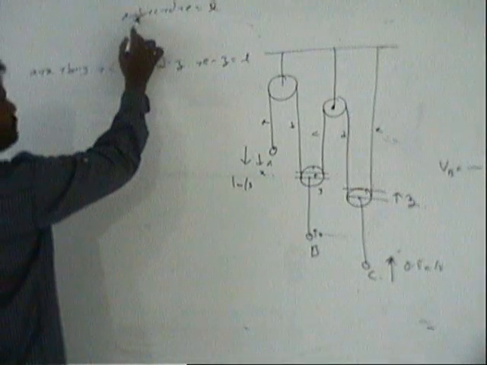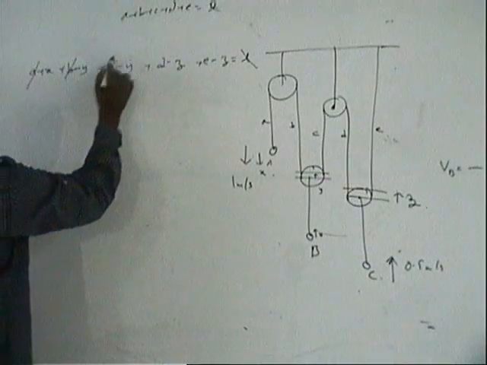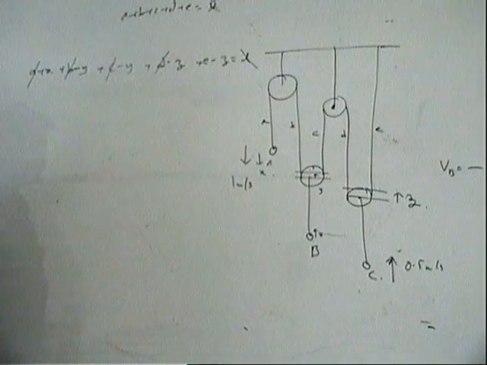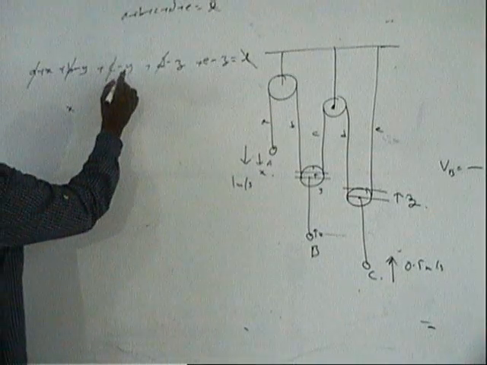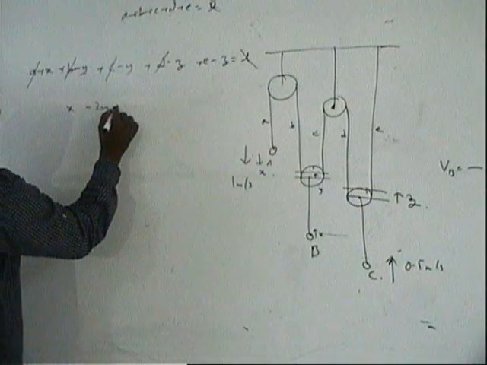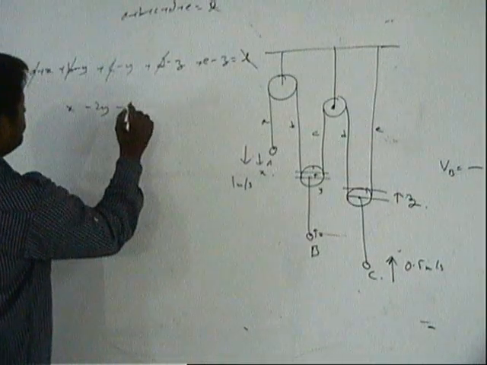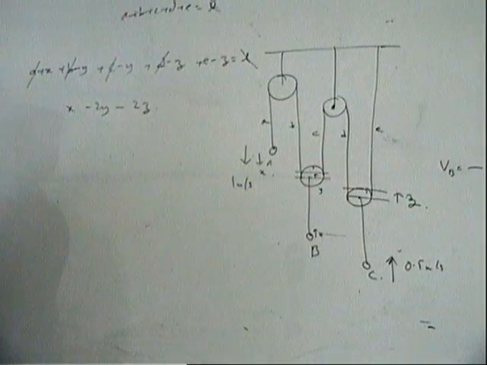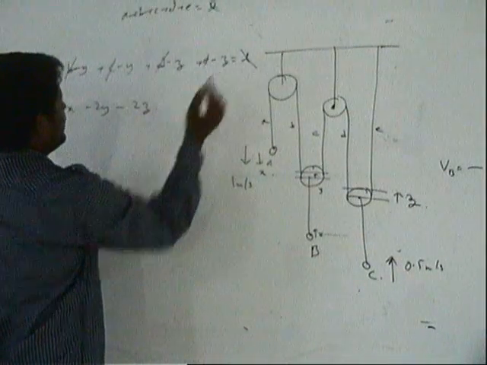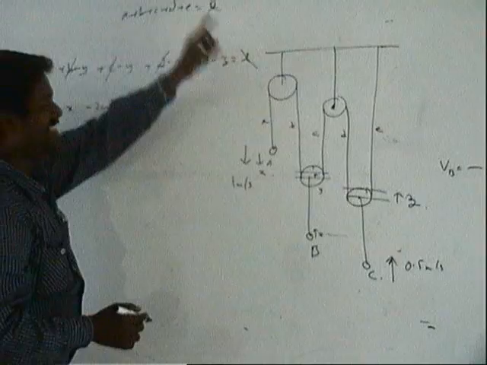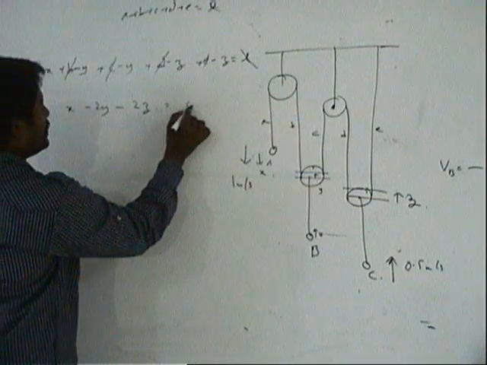L is nothing but A plus B plus C plus D. So L will get cancelled with A plus B plus C plus D. Therefore we have X minus Y minus Y minus 2Y minus 2Z equal to, this E also get cancelled. A plus B plus C plus D plus E gets cancelled. So X minus 2Y minus 2Z equal to 0.